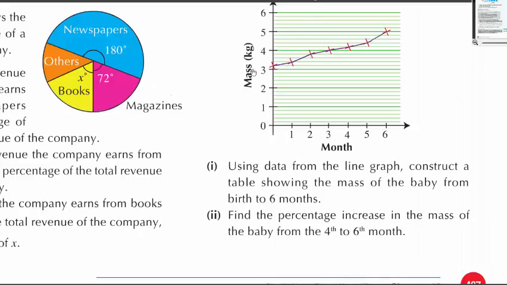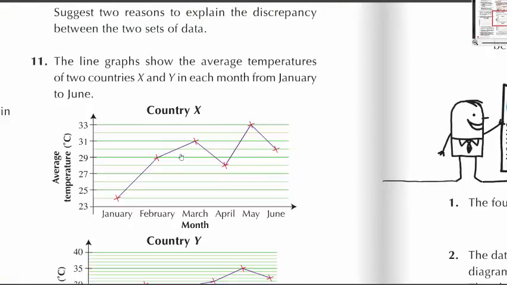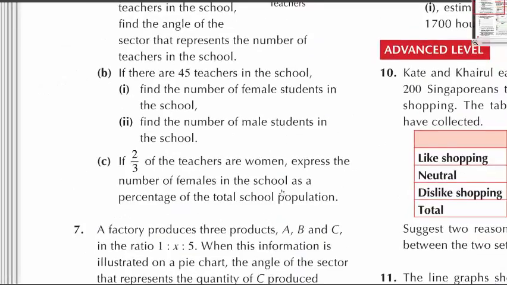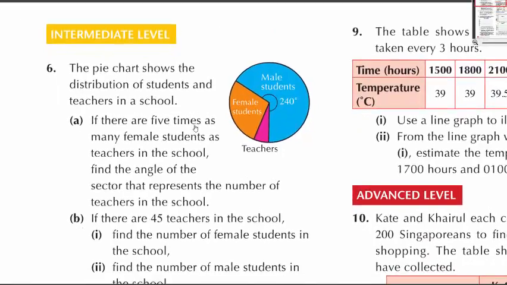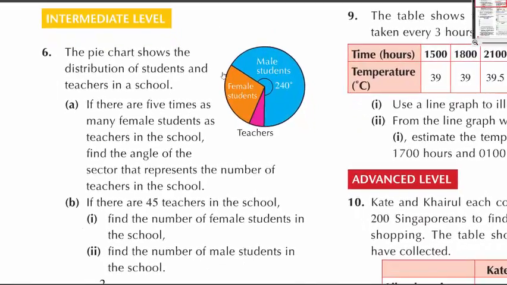Okay, now let's move on to question 6. Now this is the intermediate level of question. Here they say that there's a pie chart, and the pie chart shows the distribution of students and teachers in the school. 240 degrees correspond to the male students. This angle is not sure, it corresponds to the female students, and the pink sector corresponds to the teachers.